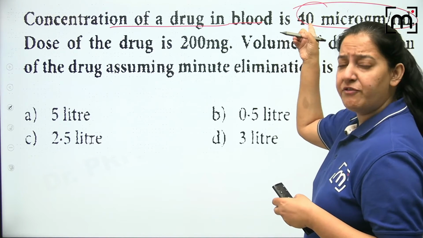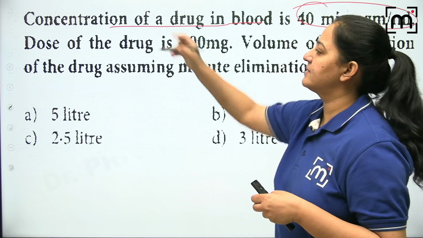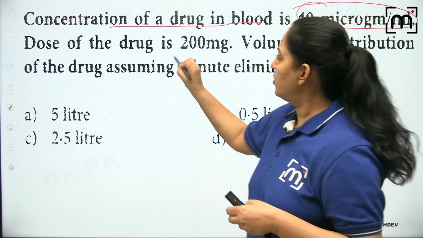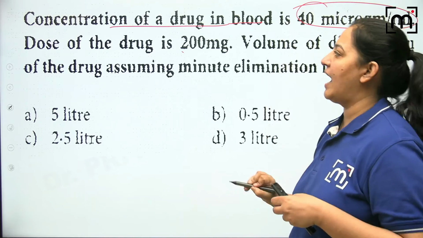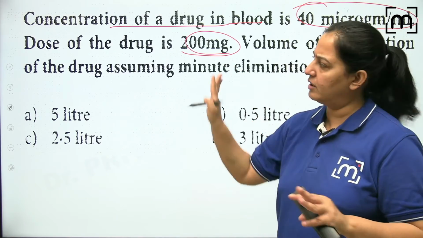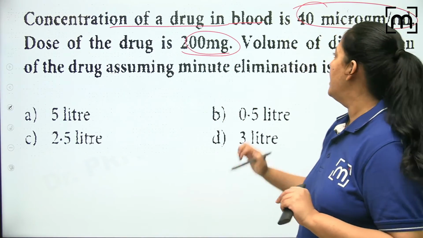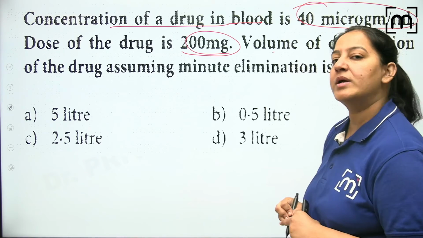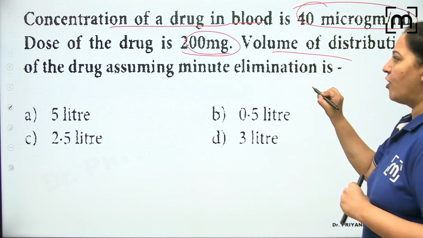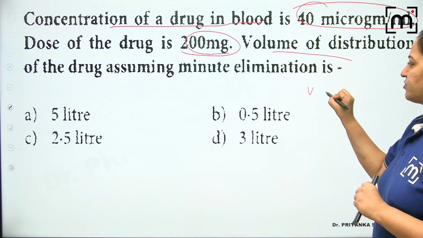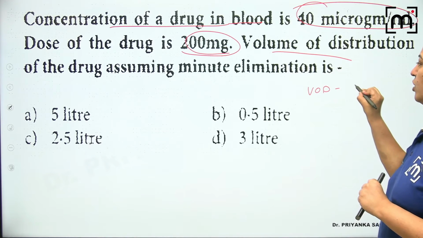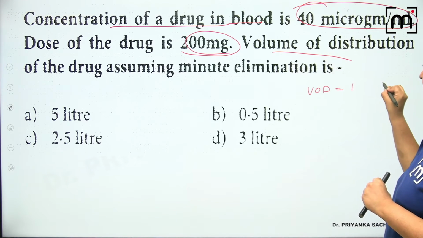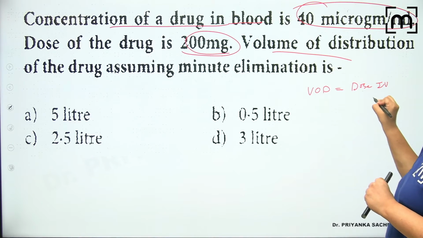What is this 40? It is the plasma concentration of the drug, right? And the dose of the drug is 200 milligram given IV. Here IV is not written, I am telling you the dose of the drug given is 200 milligram IV. Can you calculate volume of distribution? What is volume of distribution? So can you apply the formula with me? The volume of distribution is equal to dose of the drug given IV upon plasma concentration.